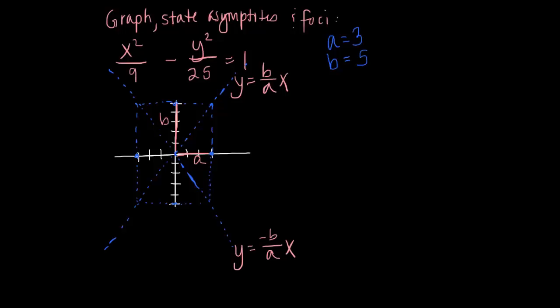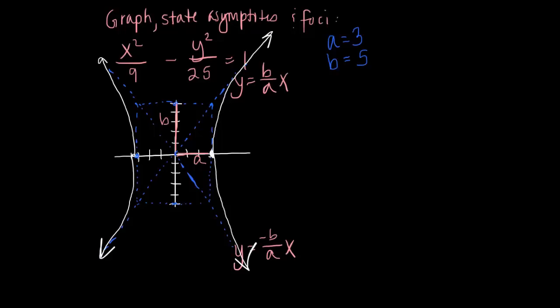Now a, in this case, because it has x-intercepts, is the distance from the center of the hyperbola to the vertices. So our vertex is going to be here, and when I sketch in my hyperbola, I want to make it hug the asymptotes as best I can. Vertex, out, and out.